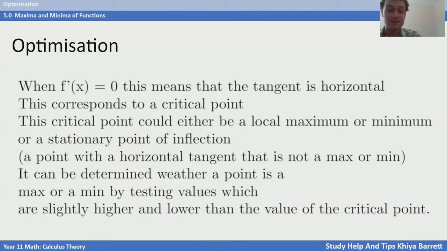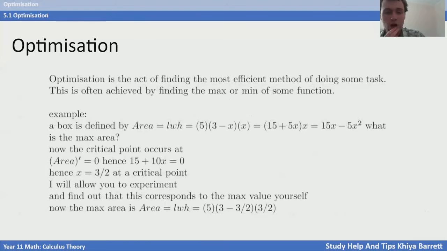Optimize. When f'(x) equals 0, this means that the tangent is horizontal. This corresponds to a critical point. This critical point could either be a local maximum or minimum, or a stationary point of inflection, a point with a horizontal tangent that is not a max or min. It can be determined whether a point is a max or min by testing values which are slightly higher or lower than the value of the critical point.